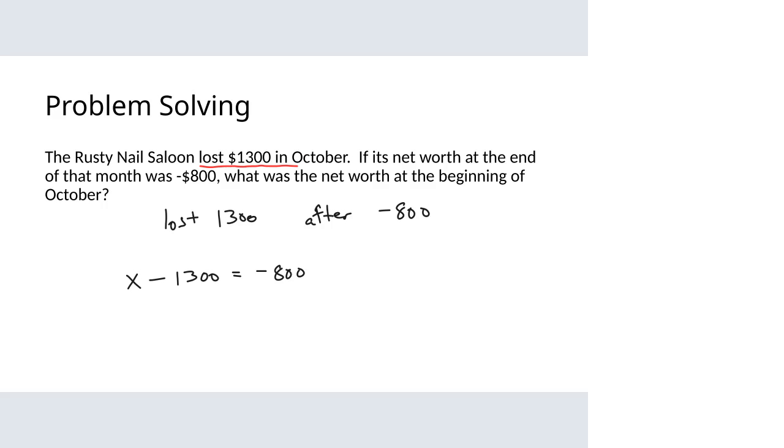A little bit of algebra here. I want to get that X by itself, so I want to make subtract 1,300 go away. What do I need to do to both sides? To make that 1,300 go away and get X by itself, what do I need to do to both sides? Perfect, Leslie. That's exactly right.